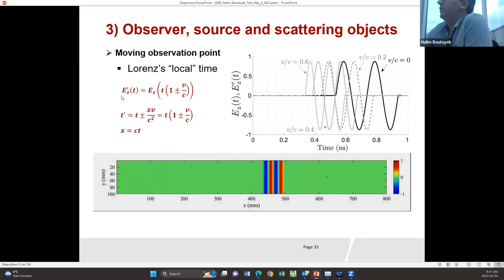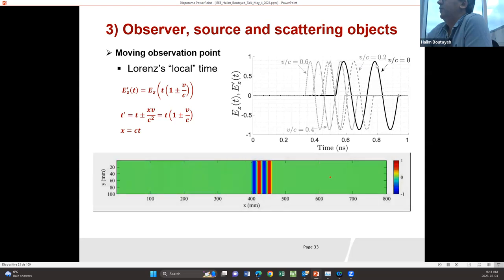If you analyze, E prime (z, t) is the electric field that is measured for the moving observer. For example, this one here, V over C equals 0.2. Actually, we can see that it is the same as the electric field that we observe without motion, but where we will have to change the t here. So we have to multiply t with this factor. For example, we can consider this point here and this point here.